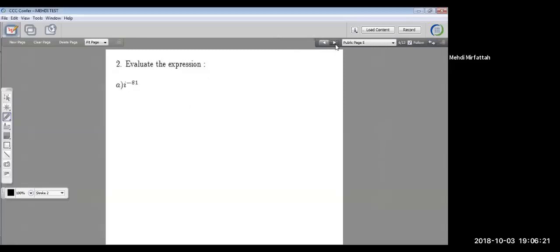Okay, next one, we want to evaluate i to the power of minus 81. First thing I want to do is make that negative positive. Remember, a to the power of minus n is equal to 1 over a to the power of n. So we can do that first. So this would be equal to 1 over i to the power of plus 81. To find what i to the power of 81 is, I need to divide 4 into 81. Why 4 again? Because i to the power of 4 is equal to 1.